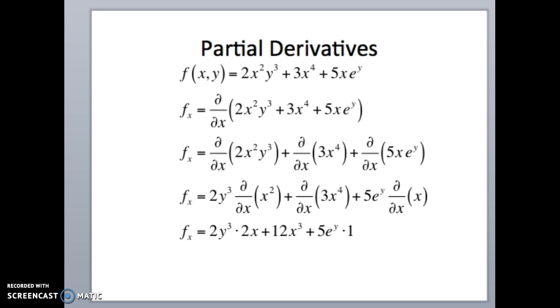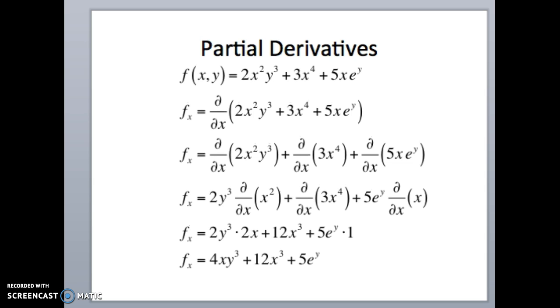And then simplifying this, what do we get? 2x times 2y cubed is 4xy cubed, plus 12x cubed, plus 5e to the y times 1, which is 5e to the y. And that is our partial derivative with respect to x of that function f.